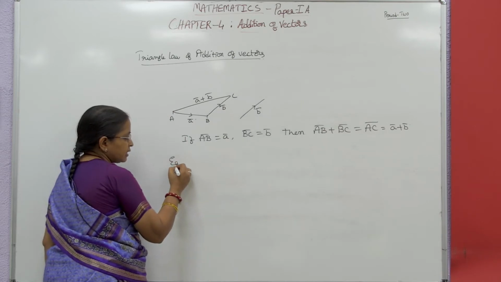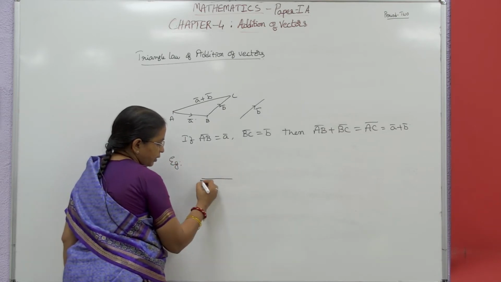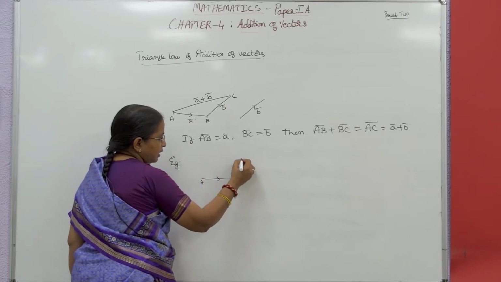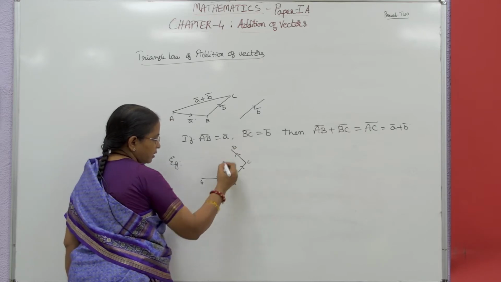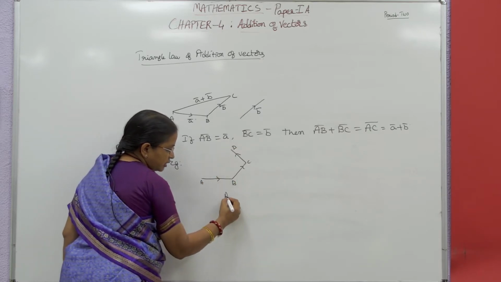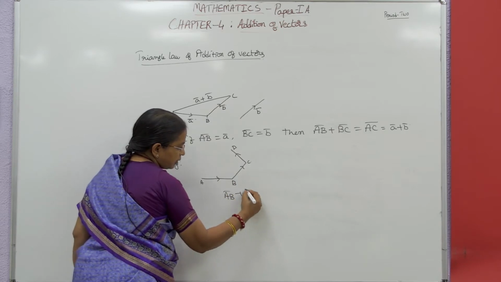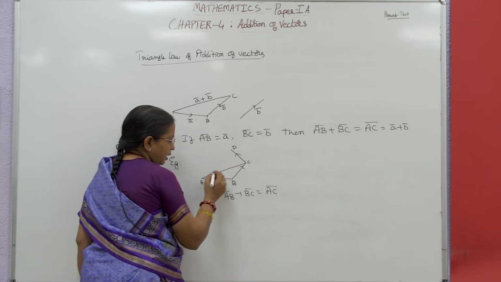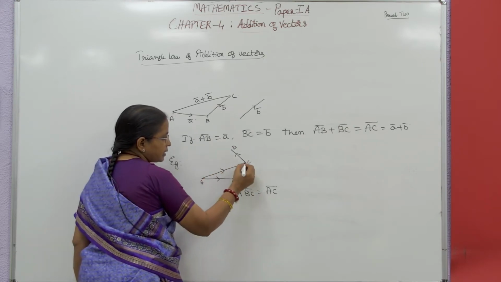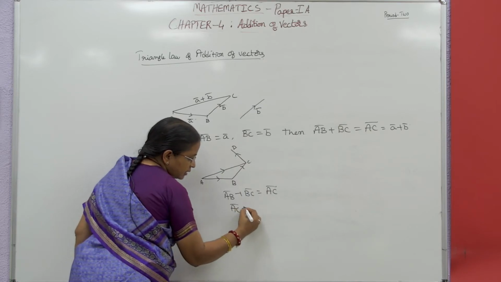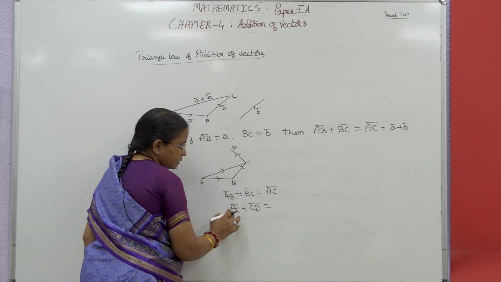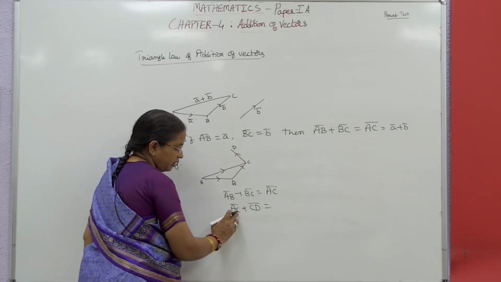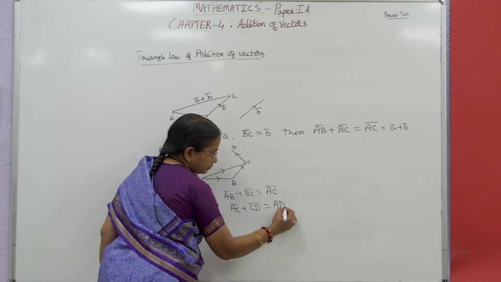Now we'll take one example. Suppose I have a vector AB, and then another vector BC, and then another vector CD like this. AB plus BC is AC. Again, if you take AC plus CD, the terminal point of AC is the same as the initial point of CD, so AC plus CD becomes AD.